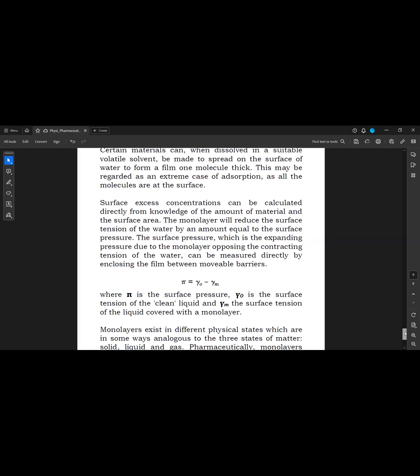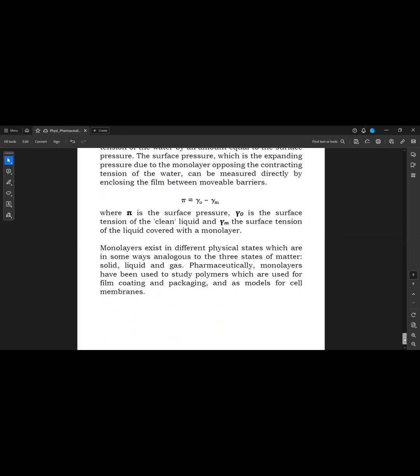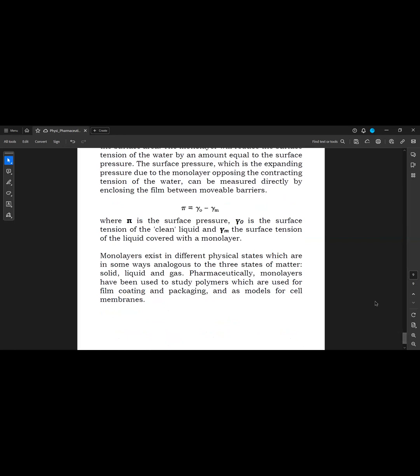So the surface pressure, which is the expanding pressure due to the monolayer opposing the contracting of the water, can be measured directly by enclosing the film between movable barriers. This is the formula that we can use to calculate, where pi is the surface pressure, YO is the surface tension of the clean liquid, and YM is the liquid covered with the monolayer. In my example, that is the water, because water is what is going to be covered by paraffin. Paraffin will be the monolayer.